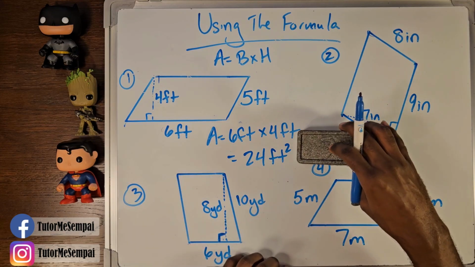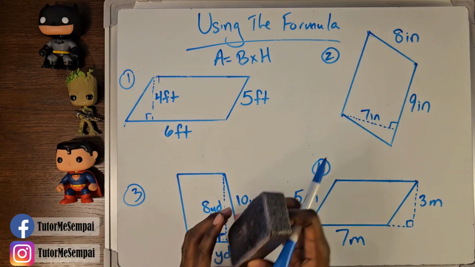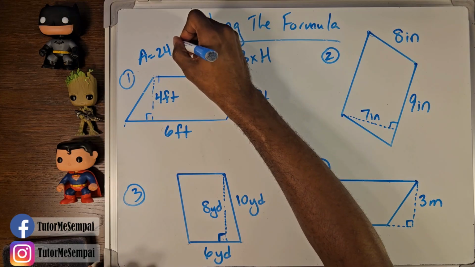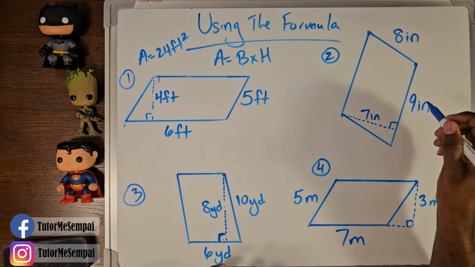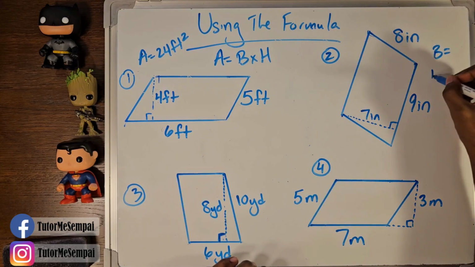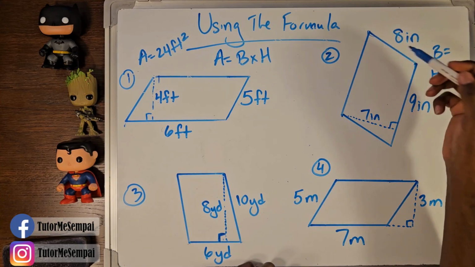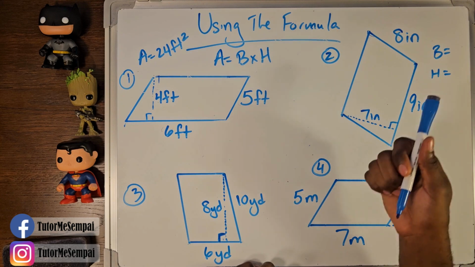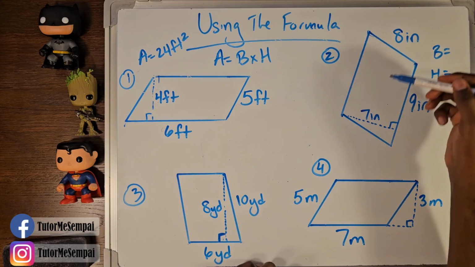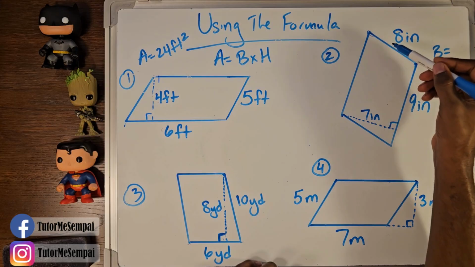So let's move on to number 2. We already found the area for our first parallelogram. Let's find the area for our second one. So this was 24 feet squared. How about this? Which side is going to be our base? We want our base and our height. Well, does it make sense for our 8 inches to be the base? Do we have anything perpendicular that's going to tell us what our height would be? No, nothing here is perpendicular, so we don't have a height from this side.